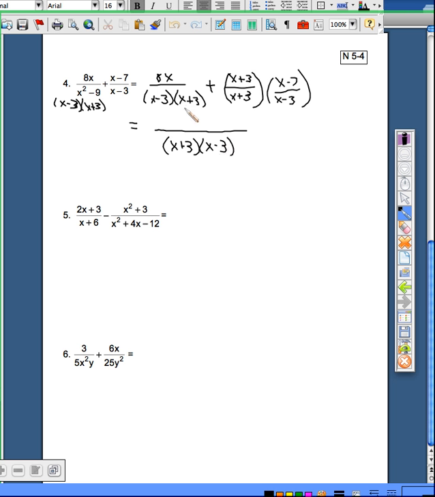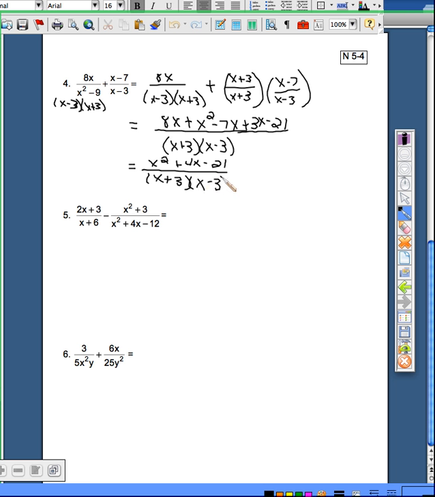Okay. And we have 8x plus, now we're going to have to multiply or FOIL x plus 3 times x minus 7. So that's going to be x squared minus 7x plus 3x minus 21 when we multiply those together. Now we're going to combine any terms that are the same. So we have x squared, and 8 minus 7x is 1x plus 3x, so that's plus 4x minus 21 over x plus 3 times x minus 3.